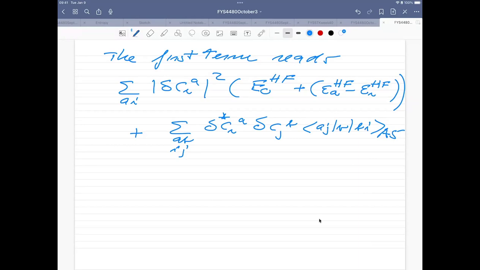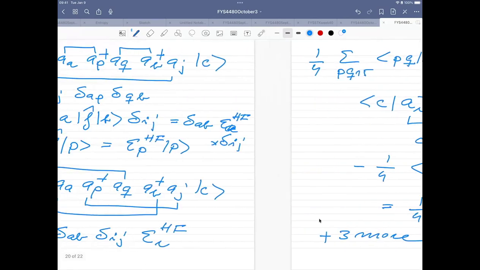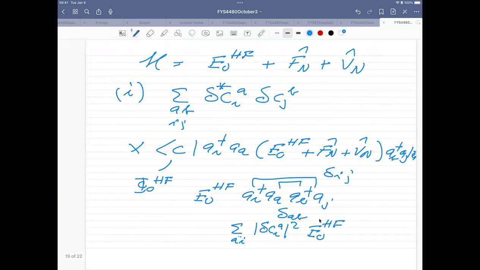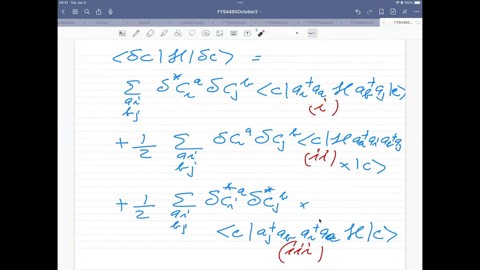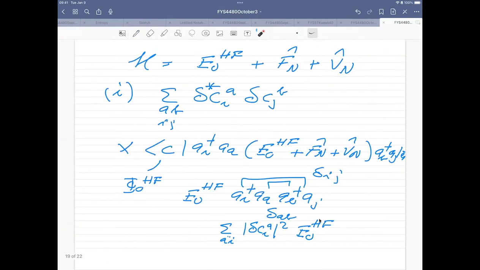Okay, so let's look at the second term. And the second and the third term are actually going to be pretty similar. So let's take the second term here. The second term is going to be of the type where I have created, if we look back a little bit, a 2-particle 2-hole state of this type. And then I'm going to have, in the Hamiltonian, a constant.